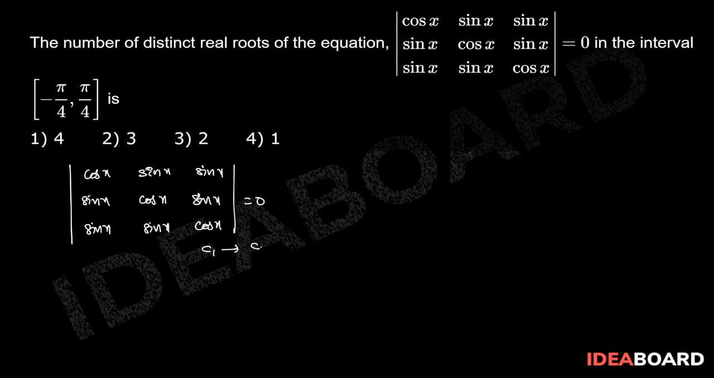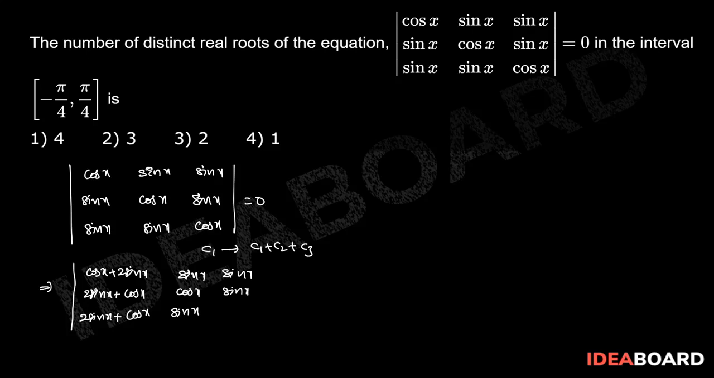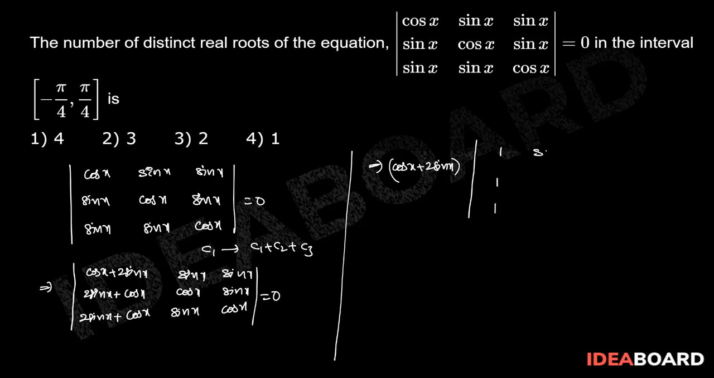Here C1 gives rise to C1 plus C2 plus C3, that implies det of [cos x + 2 sin x, sin x, sin x; 2 sin x + cos x, cos x, sin x; 2 sin x + cos x, sin x, cos x] equals 0. That implies cos x plus 2 sin x is common. Det of first column is 1, 1, 1. Second column is sin x, cos x, sin x, and third is sin x, sin x, cos x equals 0.